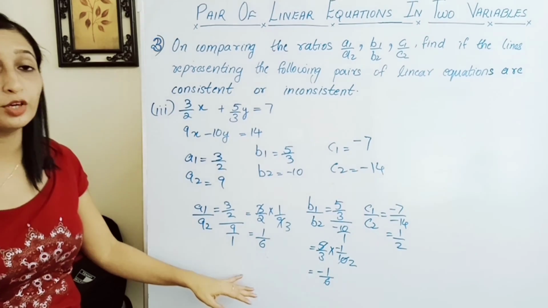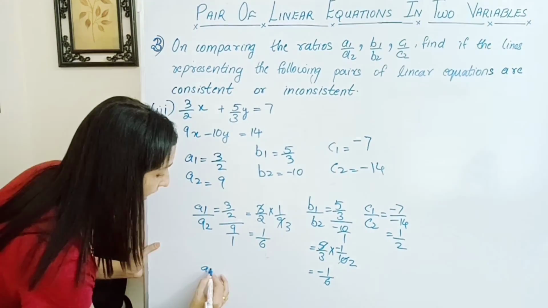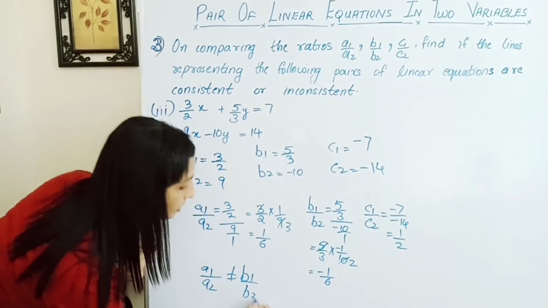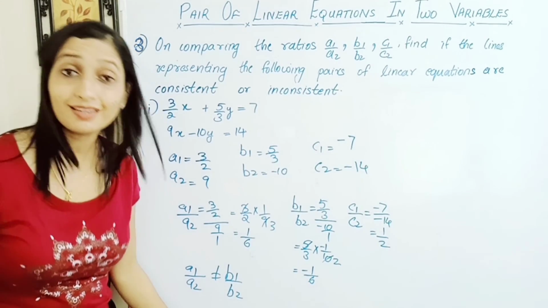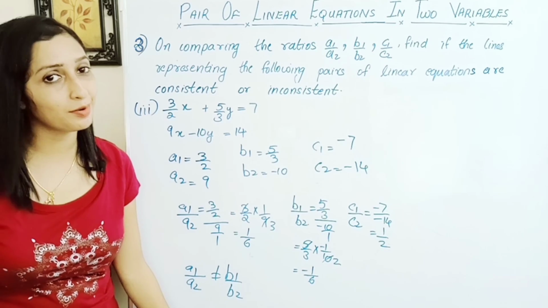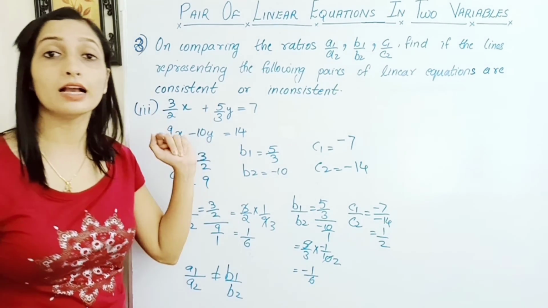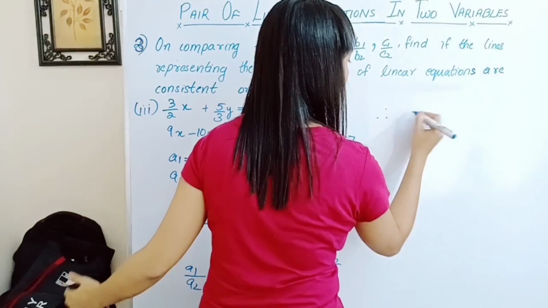So now what have we got? We have got A1 by A2 is not equal to B1 by B2. So from this condition itself you can say that the given pair of linear equation is intersecting and hence it is consistent. So how do you write the answer?